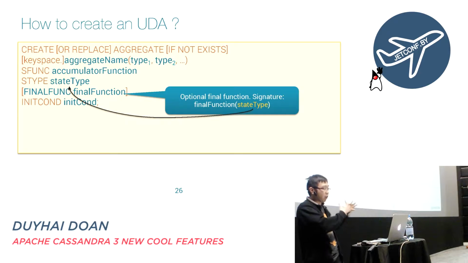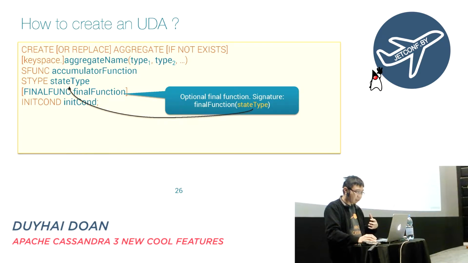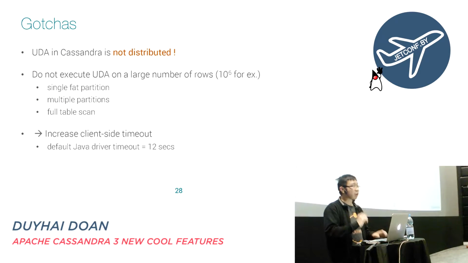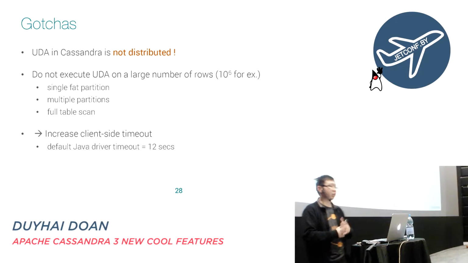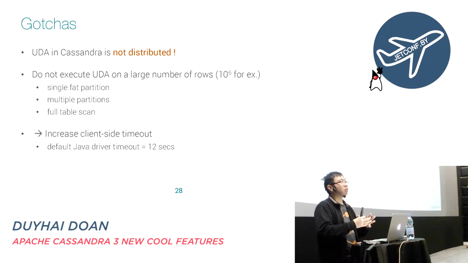Finally, you can apply a final function to your aggregate. You should be careful with user-defined aggregates in Cassandra. The aggregation is not distributed on the cluster, so the computation is not done by each replica. First, Cassandra will fetch all the data from the different replicas to the coordinator node, and then it will compute the aggregation on the coordinator node. The reason is that Cassandra needs to resolve all the consistency issues with last write wins, with the timestamp.